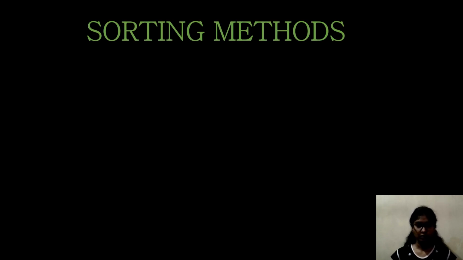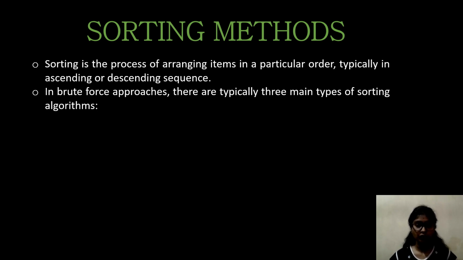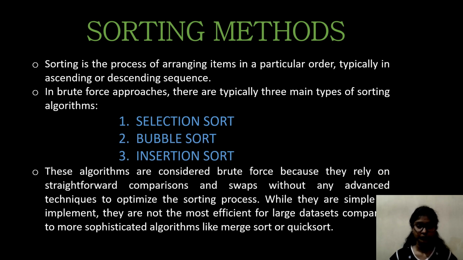Now let's see what the sorting methods in brute force approaches are. Sorting is the process of arranging items in a particular order, typically ascending or descending. In brute force approaches, there are typically three types of sorting algorithms: selection sort, bubble sort, and insertion sort. These algorithms are considered brute force because they rely on straightforward comparisons and swaps without any advanced techniques to optimize the sorting process.